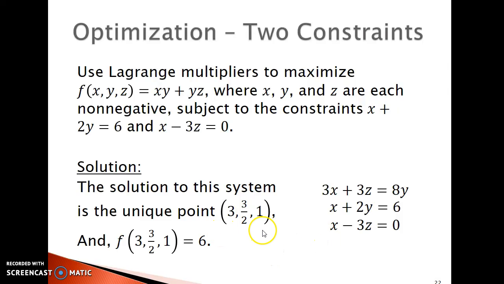We plug that point back into our original function f to find that f of this point is 6. And then you can test any other point around it to see that they are all lower than 6. And therefore 6 is a maximum as we desired. And that's the end of this video.